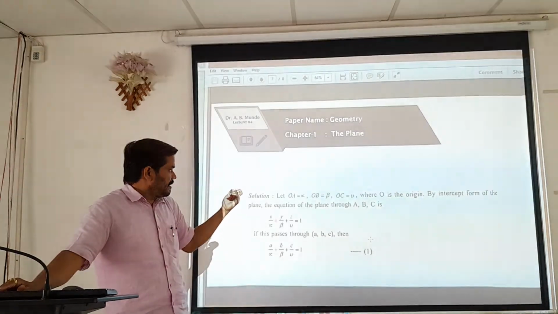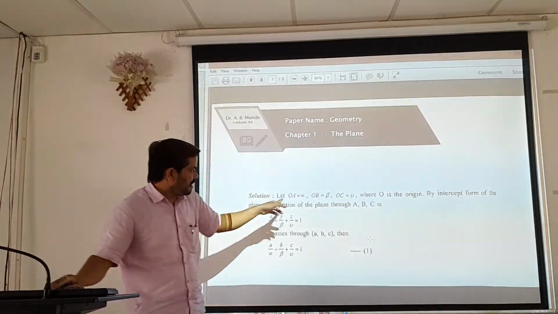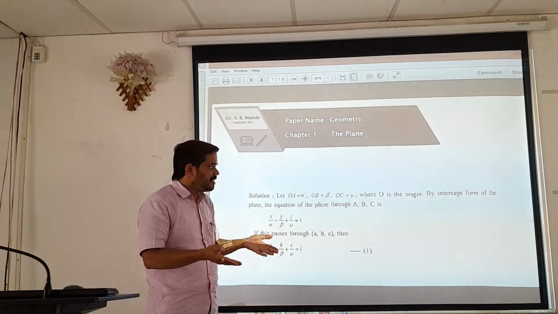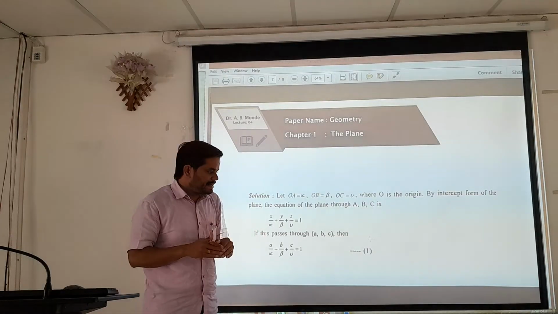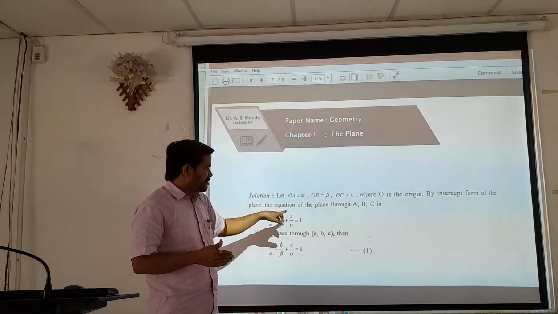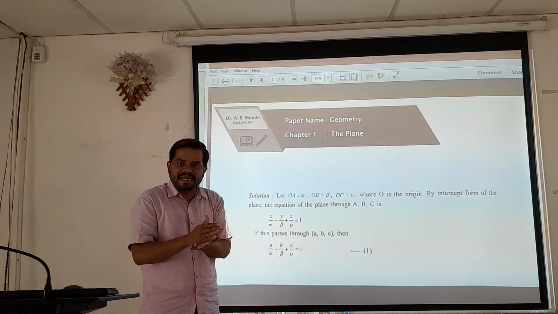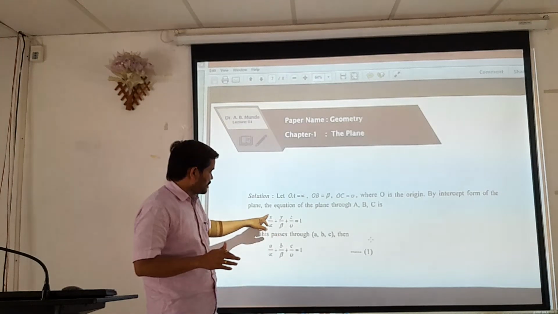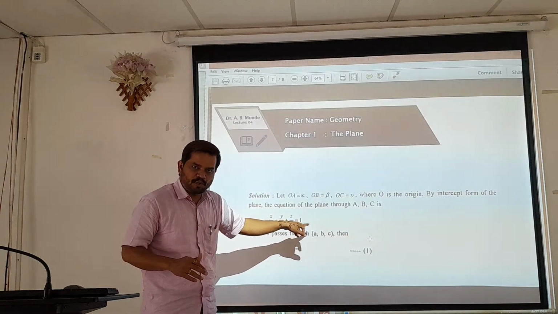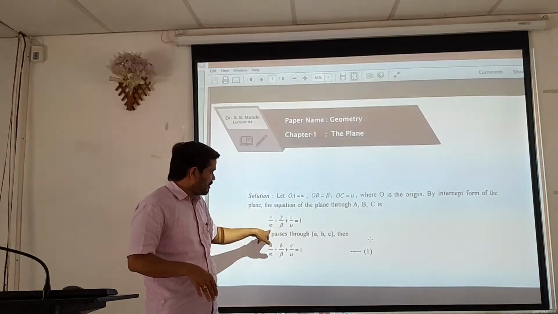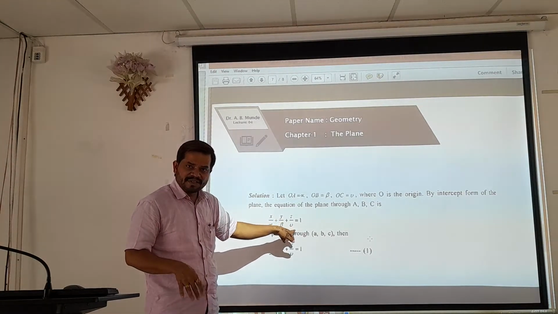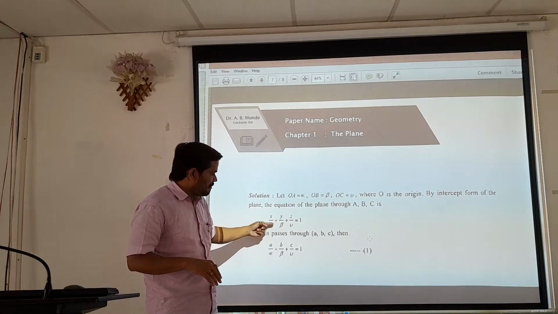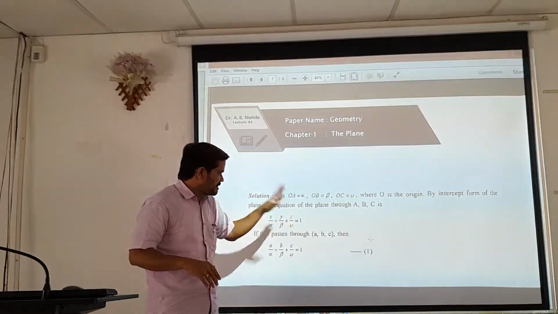First, let OA is equal to alpha, OB is equal to beta, OC is equal to gamma. What is O? O is the origin. So by the intercept form of the plane, the equation of the plane through these 3 points capital A, capital B, capital C is, as you know, x by A plus y by B plus z by C is equal to 1. But here A is alpha, B is beta and C is gamma. That's why the equation of the plane in intercept form is x by alpha plus y by beta plus z by gamma is equal to 1.